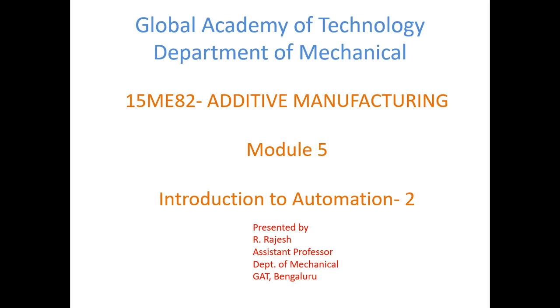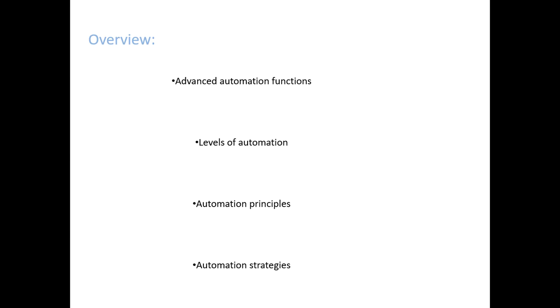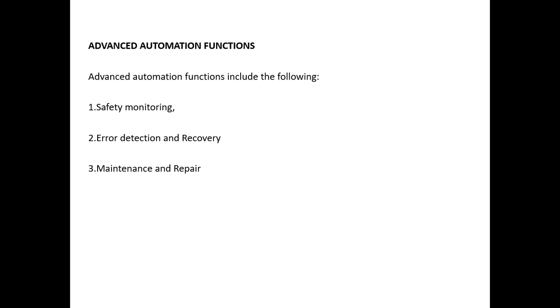The topic which I am going to explain is Advanced Automation Functions, Levels of Automation, Automation Principles, Automation Strategies. As we all know, an automated system is used for executing work cycle programs, and may also be capable of executing advanced functions, the functions that are concerned with enhancing the performance and safety of the equipment. The advanced automation functions include safety monitoring, error detection and recovery, maintenance and repair.